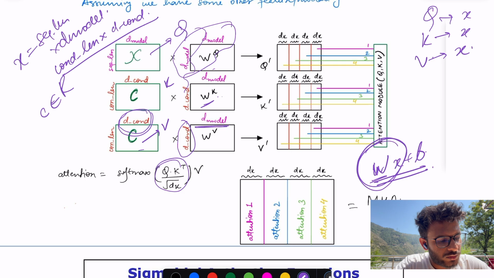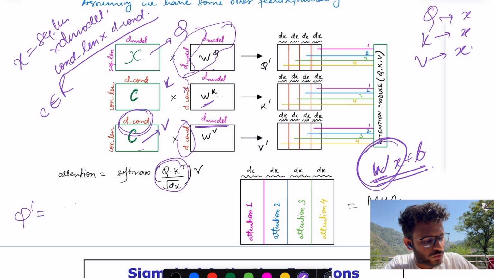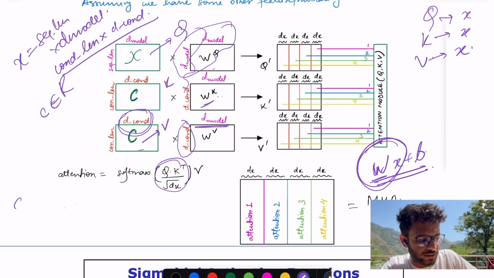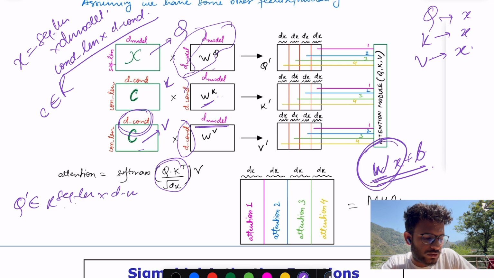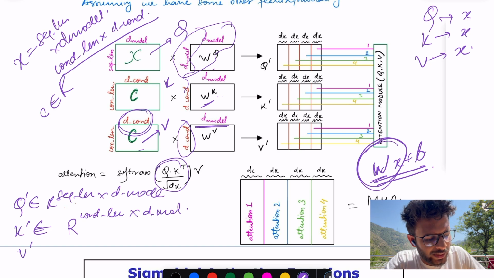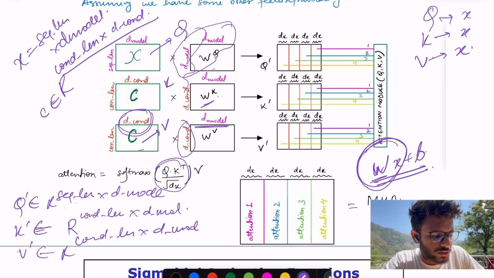Now what happens when you do this? What's the dimension of Q prime? Q prime will belong to R sequence length cross D model. What will be the dimension of K prime? K prime will belong to R condition length cross D model. And similarly, V prime will also belong to R condition length cross D model.